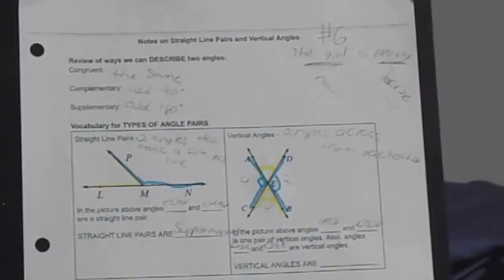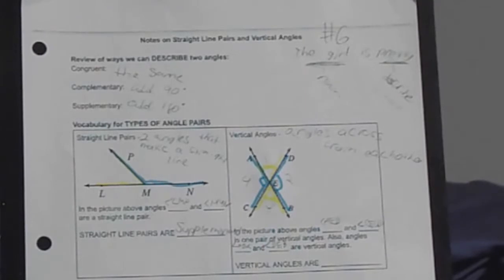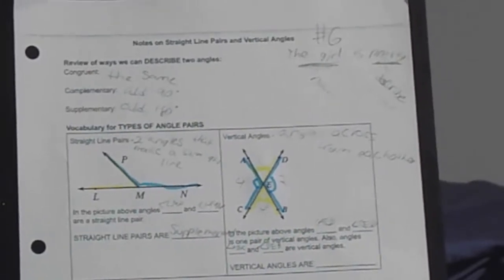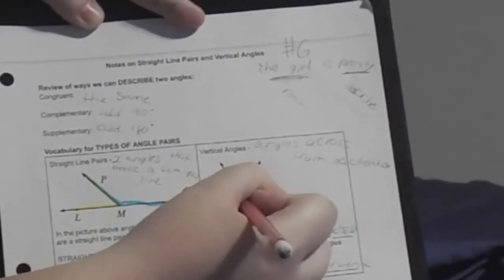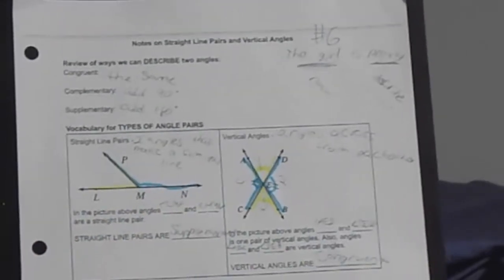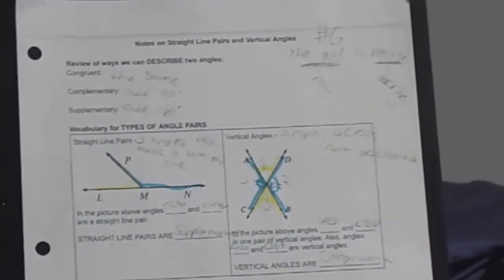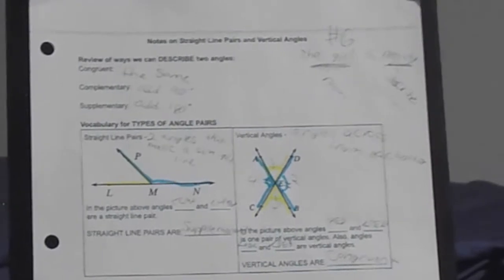And here's a special part about vertical angles. There's a rule that says vertical angles are always congruent, meaning they are the same. So it means I can put 1 tick through 1 and 3 because they're the same, and then 2 ticks through 2 and 4 because they're the same. Okay? So vertical angles are congruent.